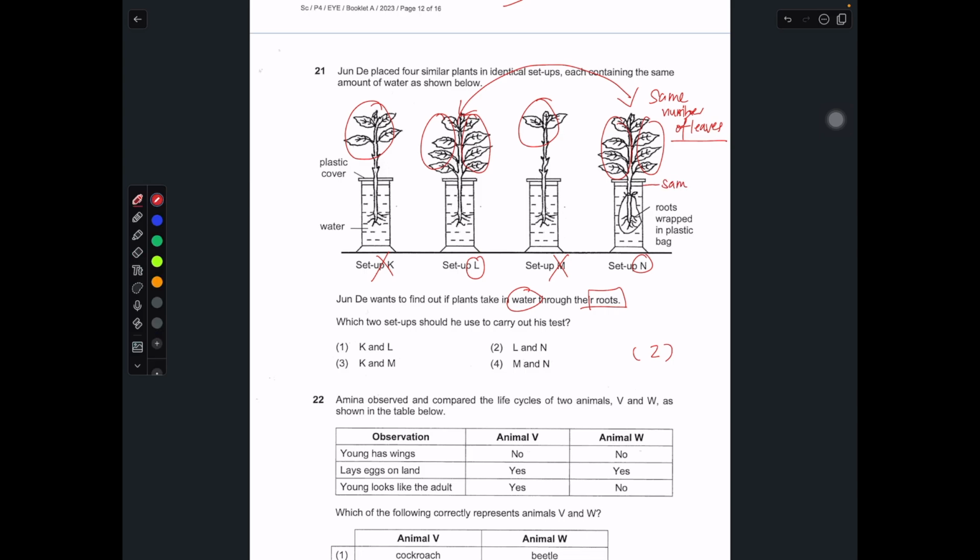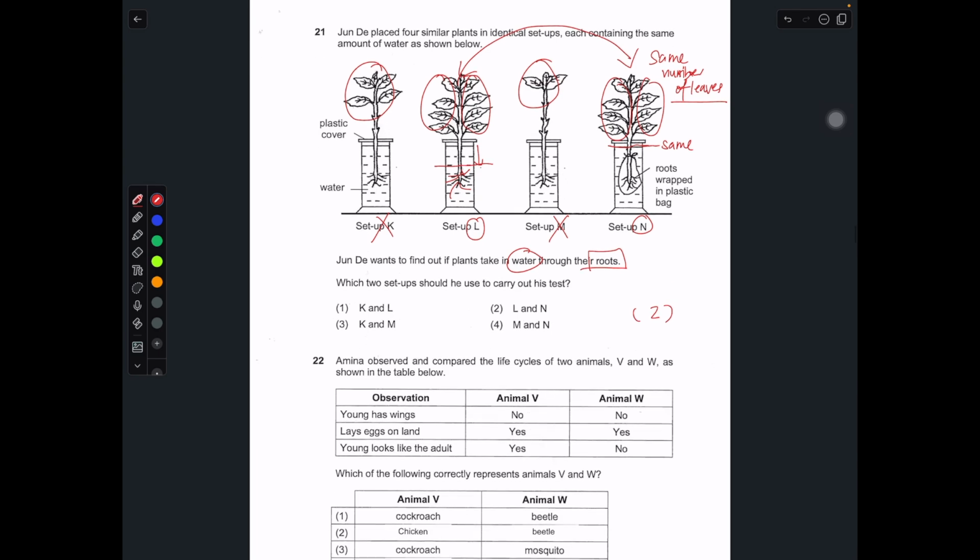In the actual experiment, the water level will remain the same. But for L, the water level will decrease, because the roots will take in water, therefore the water level decreases. This will be the result. But in terms of a fair test setting, we should use L and M. Only the roots with water and without water. The rest of them remain the same.